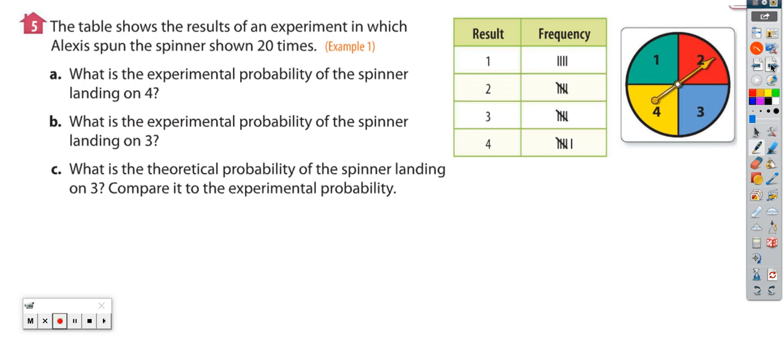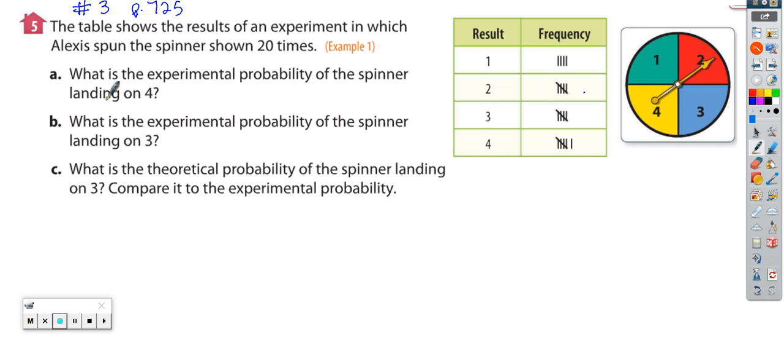Okay, you're going to have a problem like this on your homework. So number 3, on page 725 is like this problem right here. All right, it says the table shows the results of an experiment in which Alexa spun the spinner shown 20 times. So she spun this spinner 20 times and she landed on a 1 4 times, a 2 5 times, a 3 5 times, and a 4 6 times. Okay, these are her results.